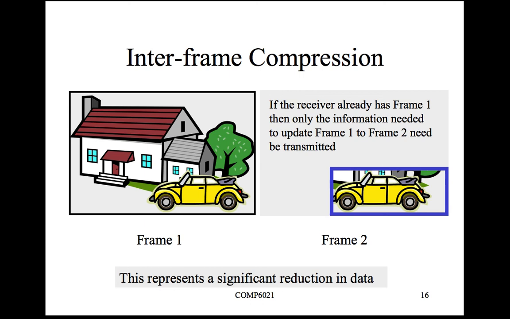So if the receiver already has frame 1, then only the information needed to update from frame 1 to frame 2 need be transmitted. So you're saving quite a lot there. So far, so good. Yeah?